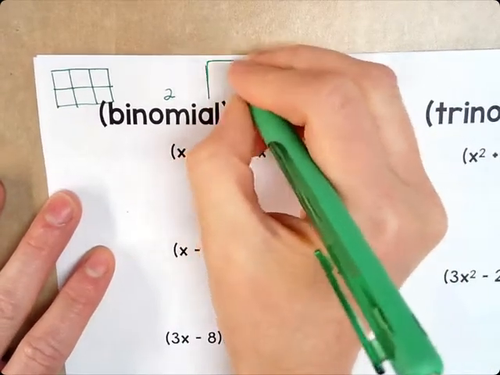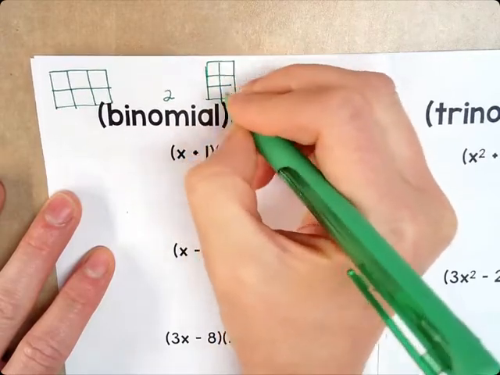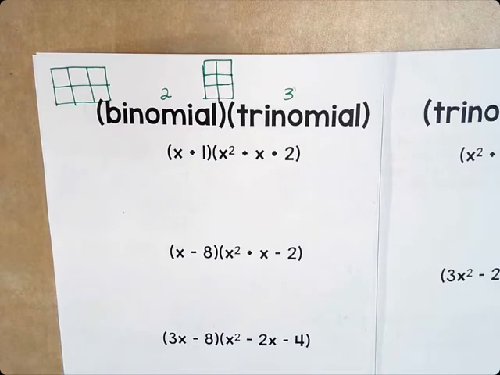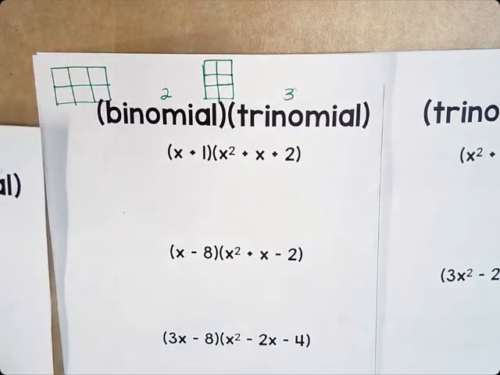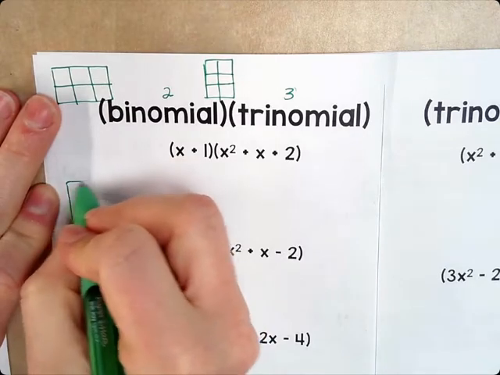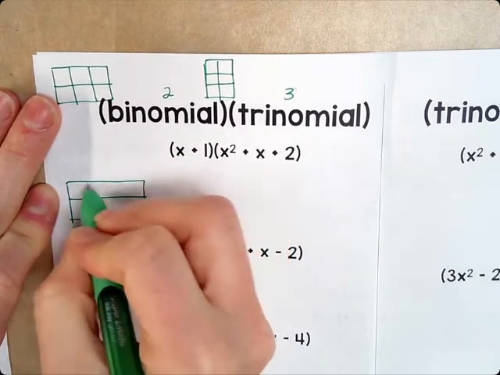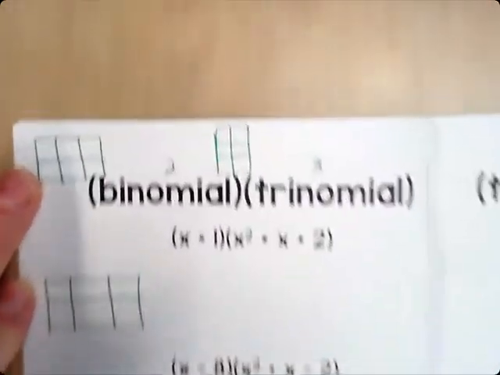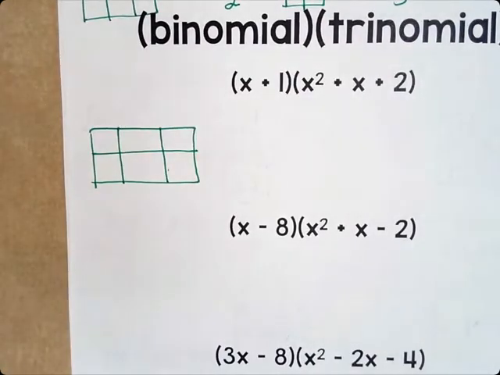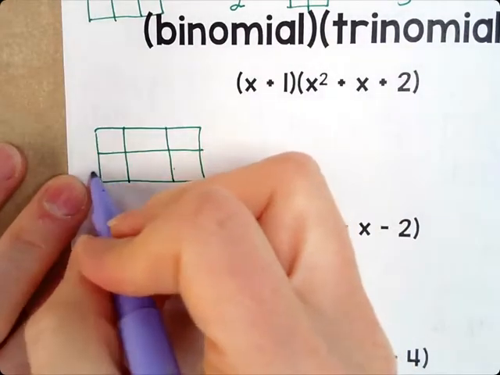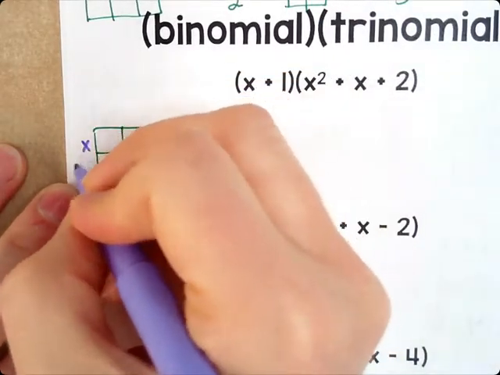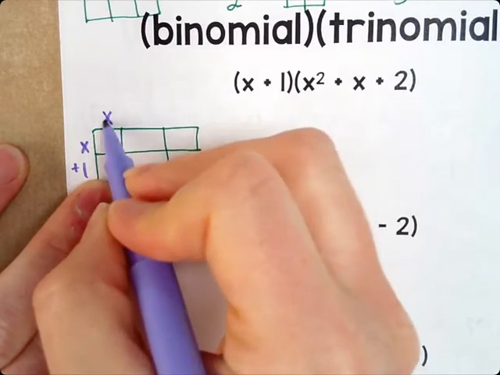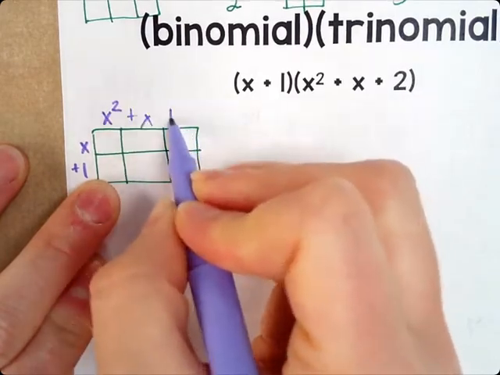Or it could be like this. You decide what way you like best. I've done it both ways in different classes. So I'm going to do it the horizontal way. This is very similar to what we were doing with binomials. Going down the side is going to be x plus 1. And on top is going to be the trinomial, x squared plus x plus 2.